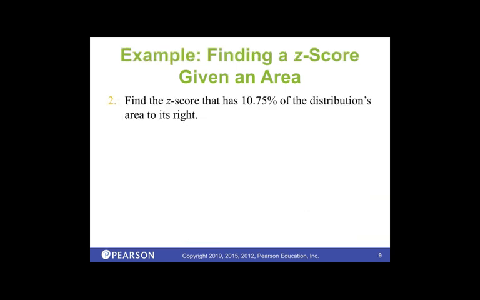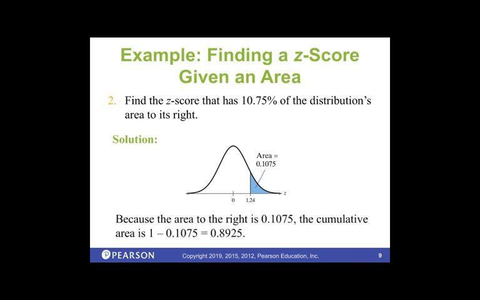Find the z-score that has 10.75% of the distribution's area to the right. So we have to convert that percent to a decimal. That's going to be 0.1075. We have to look at the chart. If that's to the right, the chart gives us the area to the left, right? So if the area to the right is 0.1075, that means if we want to find this on the chart, we have to say 1 minus that. So it should be 0.8925, right? So 1 minus, we got 0.8925.